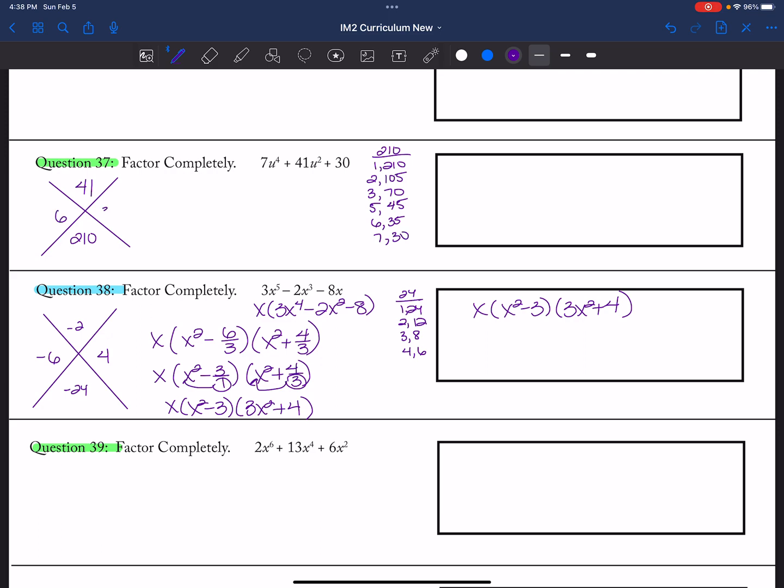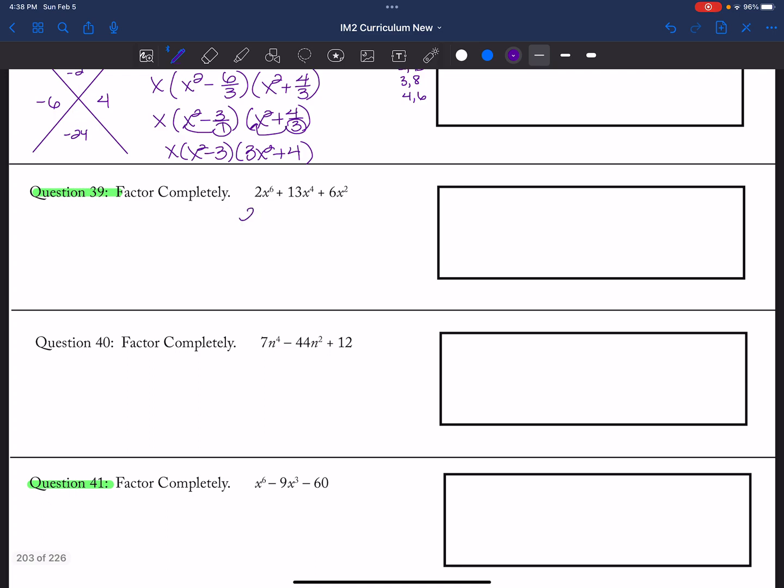So this is 6 and 35. So this would be bottoms up. So this is u squared plus 6 over 7 and u squared plus 35 over 7. And then I reduce. So u squared plus 6 over 7 and then u squared plus 5. Bring what's in the bottom to the top. So then I get 7u squared plus 6 and u squared plus 5.